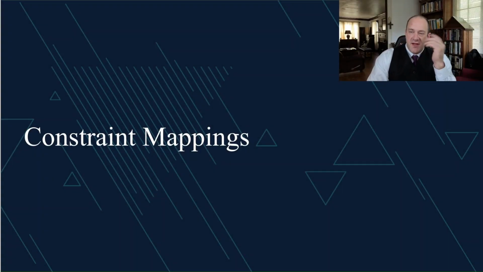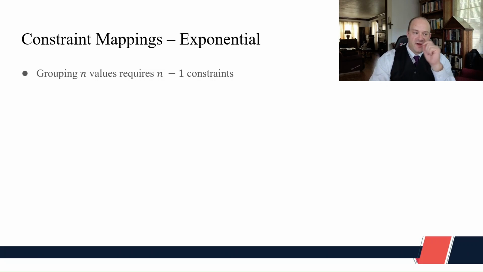Okay, so now that Excel's off doing its thing, let's talk about constraint mapping. So here's the way to think about this, which is that when you're doing constraint optimization, each one of your constraints adds to the complexity of the constraint optimization problem. Should be no surprise. So if you are grouping n values, that requires n minus 1 constraints. Well, why? Well, because 2's got to be bigger than 1, 3's got to be bigger than 2, 4's got to be bigger than 3, and so on. And so what that does is it gives rise to n minus 1 constraints.